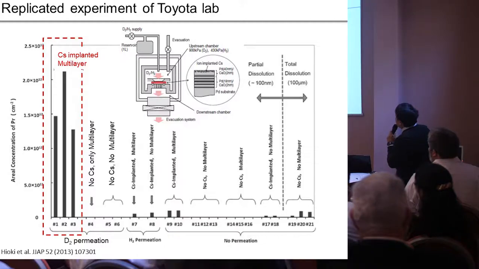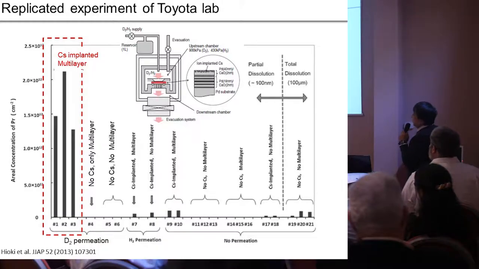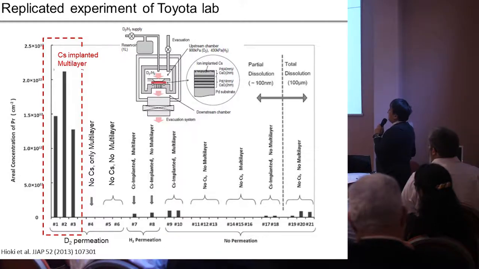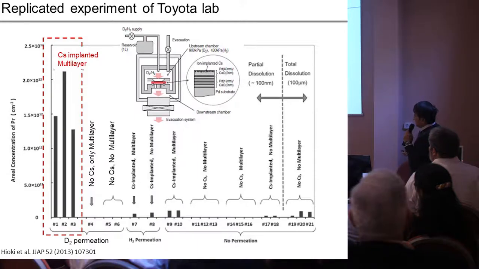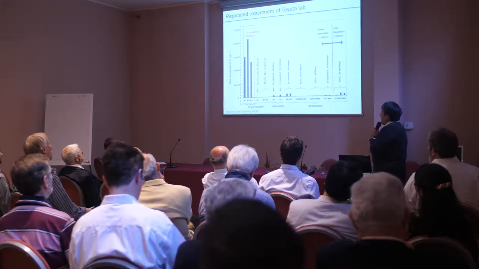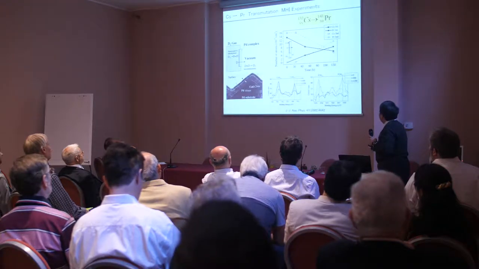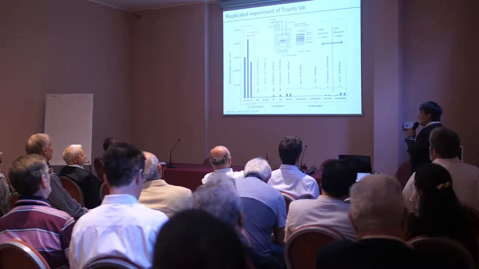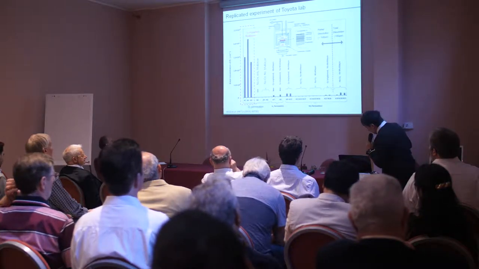Horizontal is sample names. These are foreground samples, with cesium implanted and gas permeation. The others are reference data, such as no cesium or no gas permeation. So only the foreground data shows praseodymium. Their analysis is ICP-MS, and they detect praseodymium only in foreground samples. ICP mass is a measurement of atomic mass, mass spectroscopy.